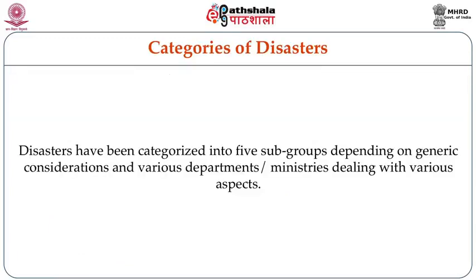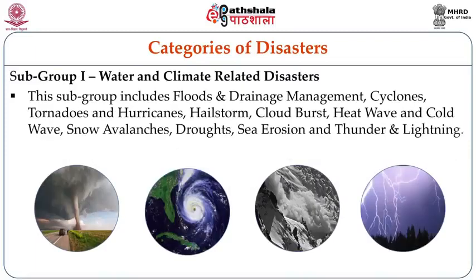Now let's look at the different categories of disasters. Disasters have been categorized into 5 subgroups depending on generic considerations and various departments or ministries dealing with various aspects. The subgroup number 1 is the water and climate related disasters. This subgroup includes floods and drainage management, cyclones, tornadoes and hurricanes, hailstorm, cloudburst, heat wave and cold wave, snow avalanches, droughts, sea erosion, and thunder and lightning also is included in this.